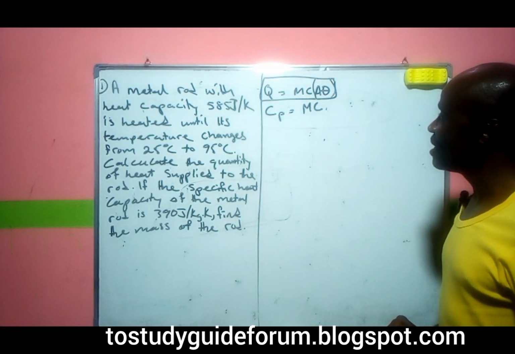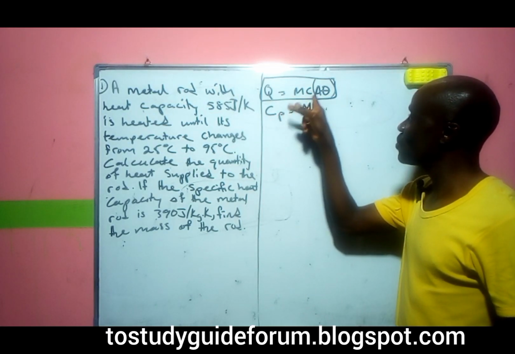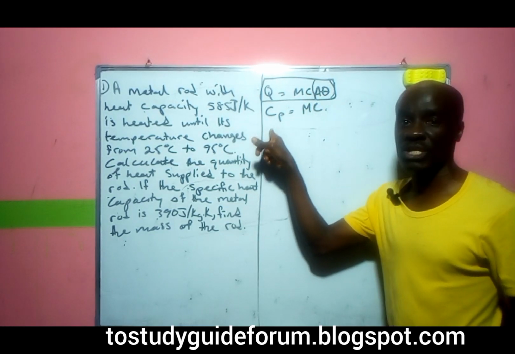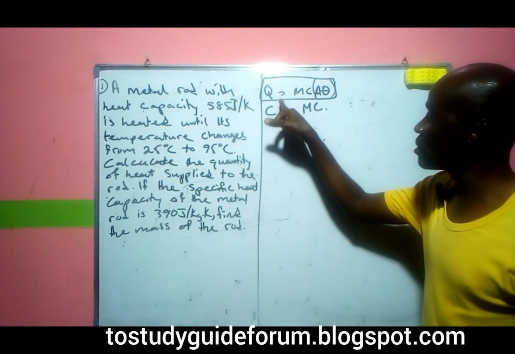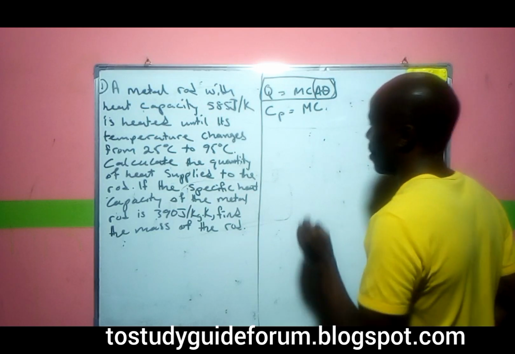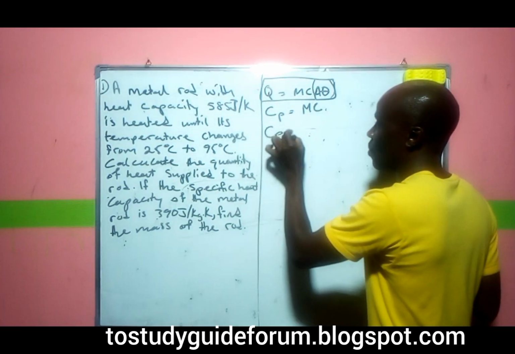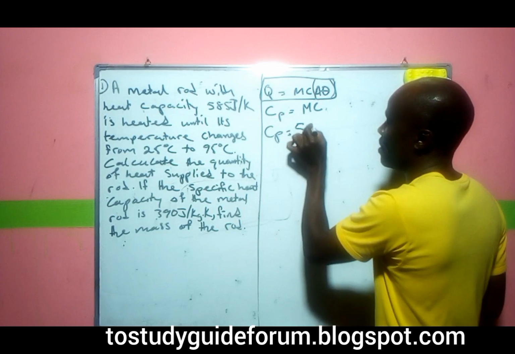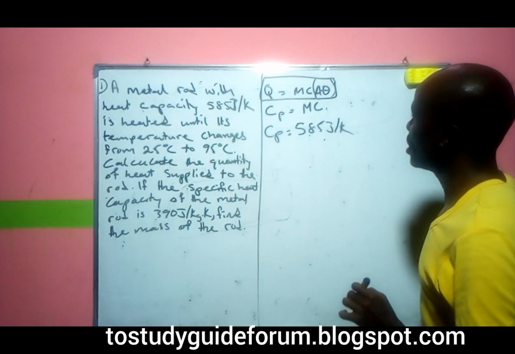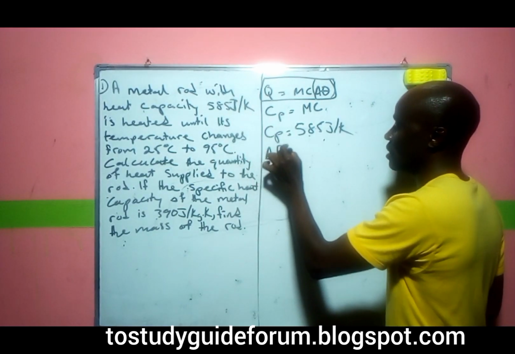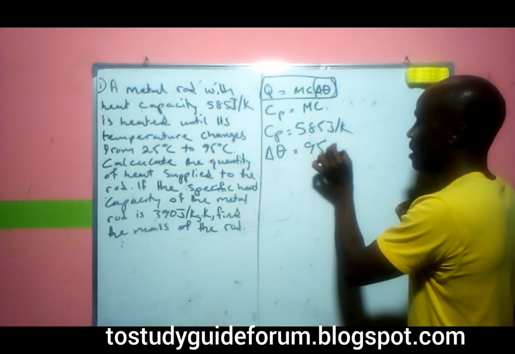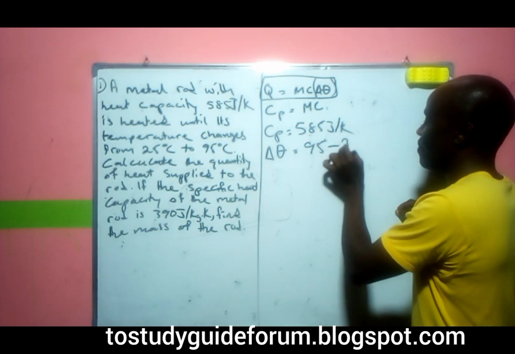So if we are able to get the change in temperature and multiply it with whatever we have as heat capacity, we'll be able to calculate the quantity of heat. That is the simplest thing here now. What do we have as heat capacity? 585 joule per Kelvin. And our change in temperature is equal to 95.